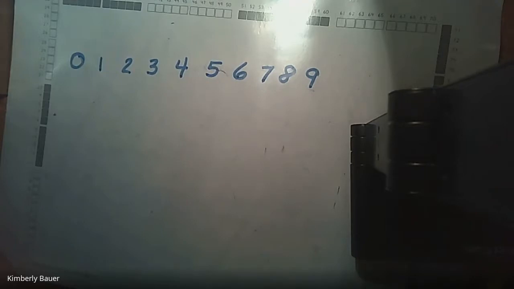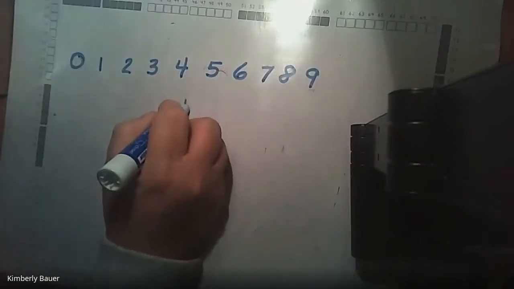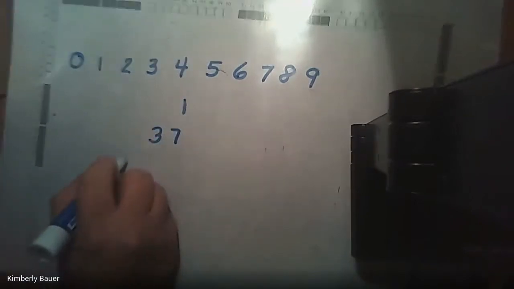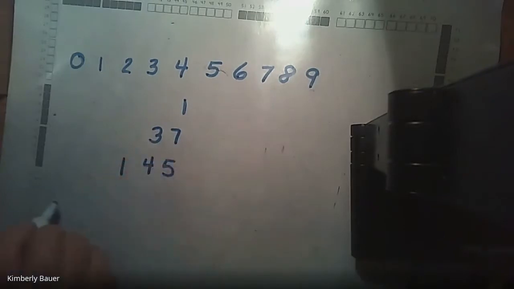But what do the digits really mean? What is a 1? What is a 7? What is a 37? So when we take these digits and start putting them into different patterns, for example, the number 1 or the number 37 or even the number 145, each one of these digits has a value. And that's where place value comes in. So we're going to be talking about place value.